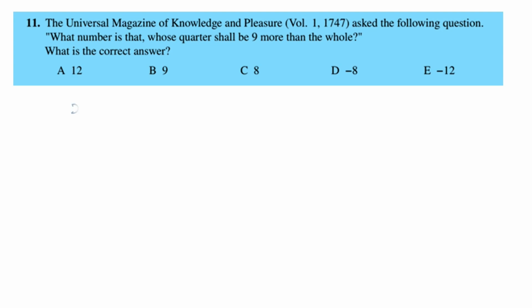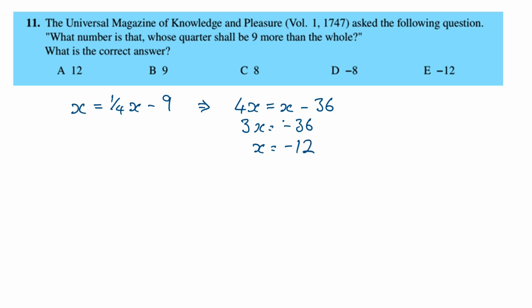So if I write down an equation, x equals a quarter x minus 9 to get back to where I started, I can solve equations, so multiply everything by 4, move x to the side, divide by 3, and that's going to give you x equals minus 12. Feels like the wrong number, but it is indeed one of the answers, and if you try it out, it does work. So the first question is going to be answer E. Next question coming up in 3, 2, 1.